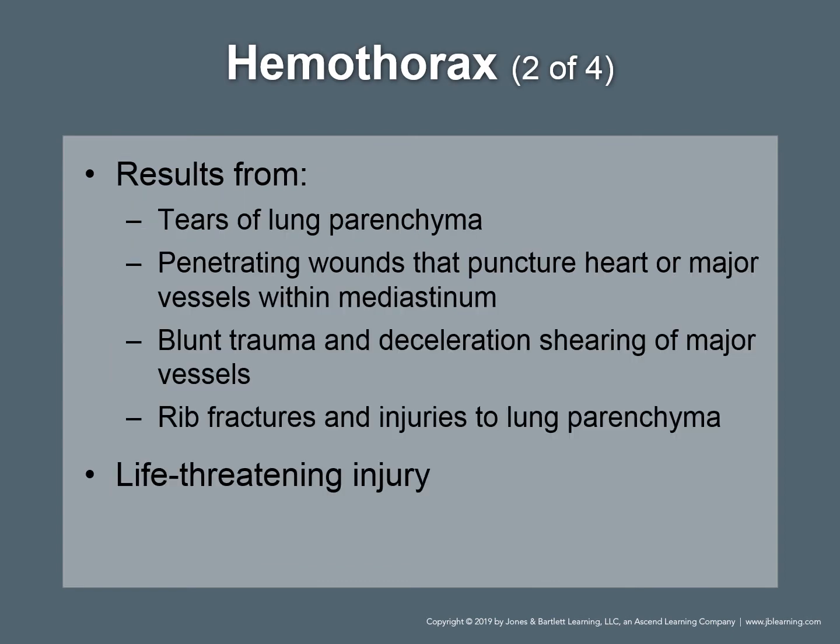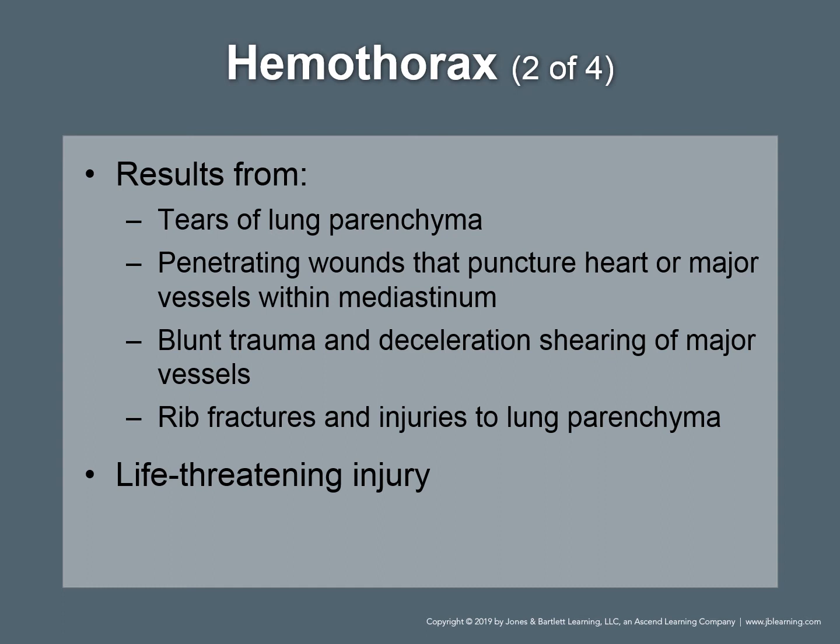Tears in the lung tissue, tears of the pulmonary capillaries, tears of the arteries and veins in the chest. Any penetrating wound that punctures the heart or vessels within the chest will cause a hemothorax. Blunt trauma, such as a steering wheel or baseball bat, can cause a shearing of those major vessels or even the small vessels, and they will begin to bleed. They'll shear, they'll rip away from their connecting points and begin to bleed. We see rib fractures that get into the lung parenchyma and violate that tissue, and that parenchyma starts to bleed.